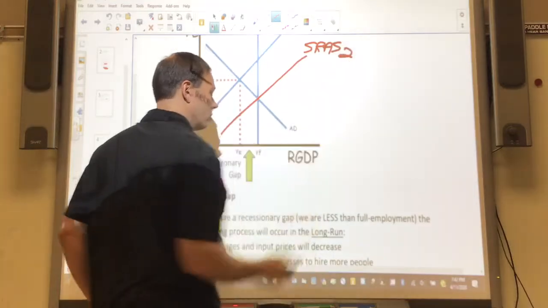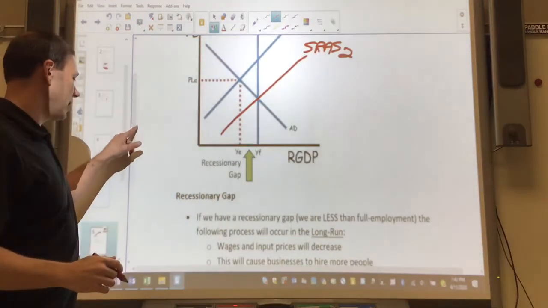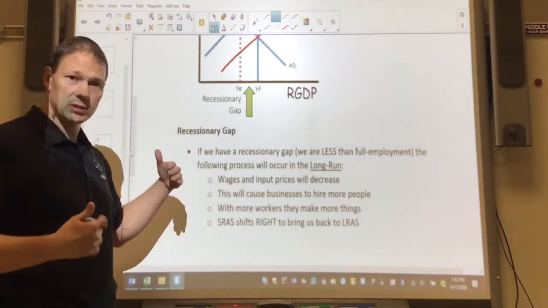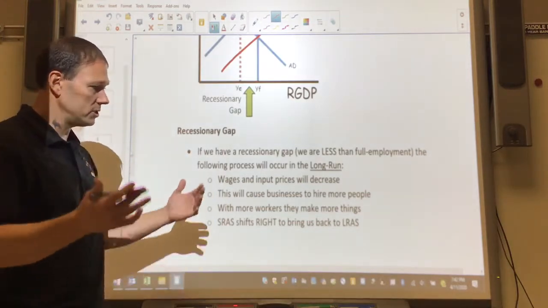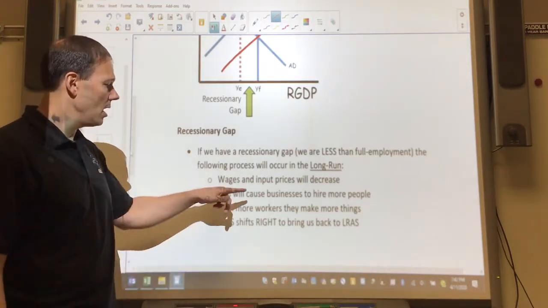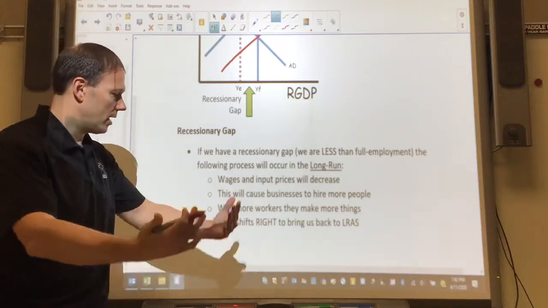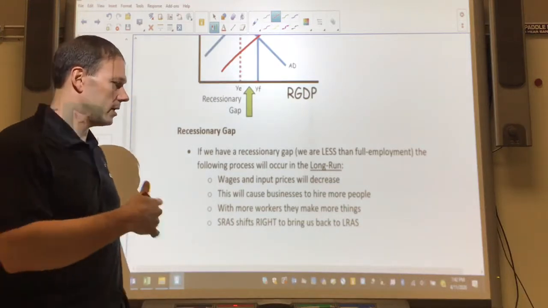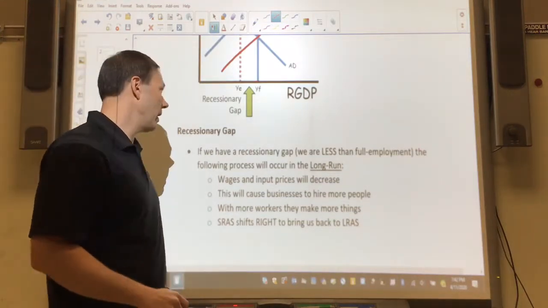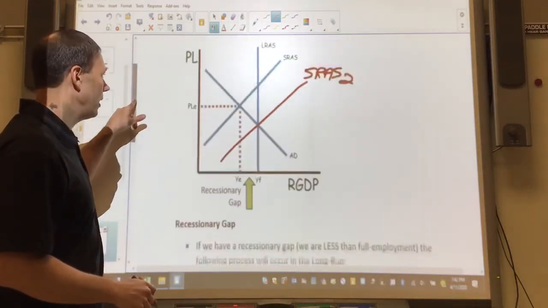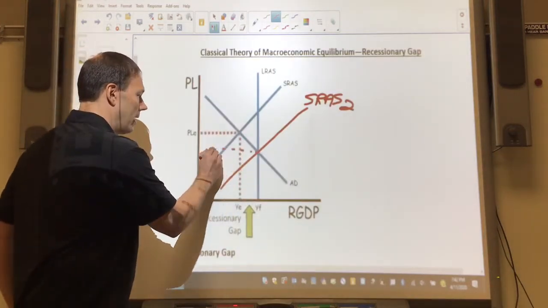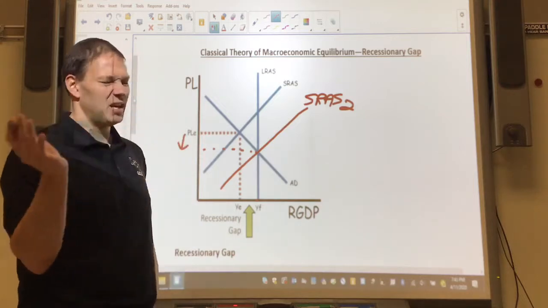Because remember, if wages are cheaper, that means that you can hire more workers. Businesses are going to hire more workers, or input prices become cheaper. They are able to make more things. And as they make more things, that shifts the supply curve, the SRAS, to the right and brings us back to the LRAS. And again, in this case, you would say from where we started to where we ended, prices went down, but you'd say, it doesn't matter so much.